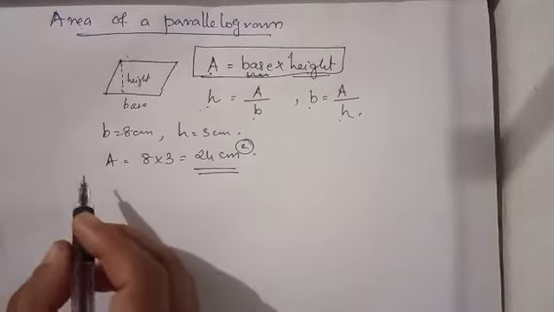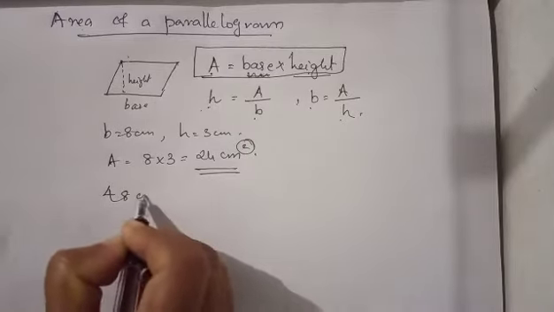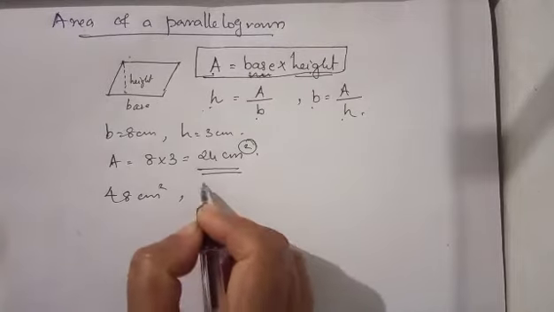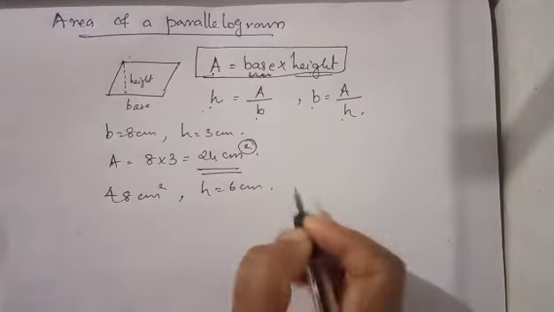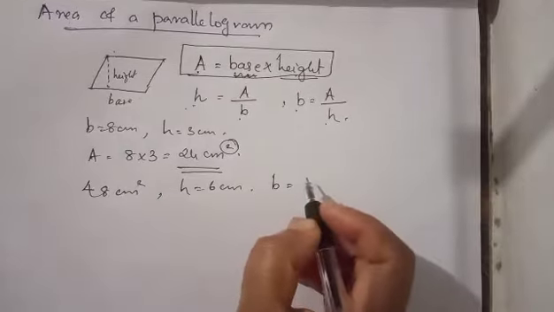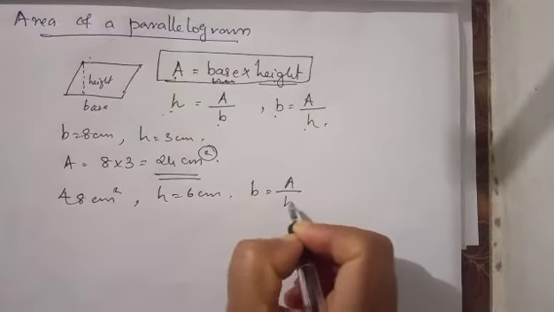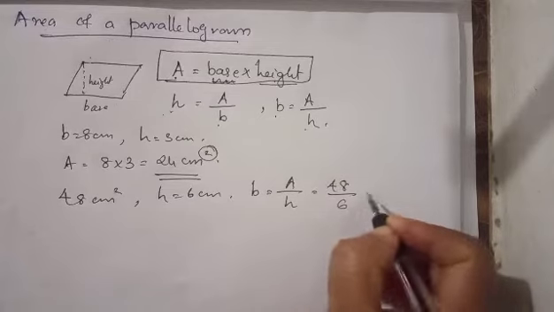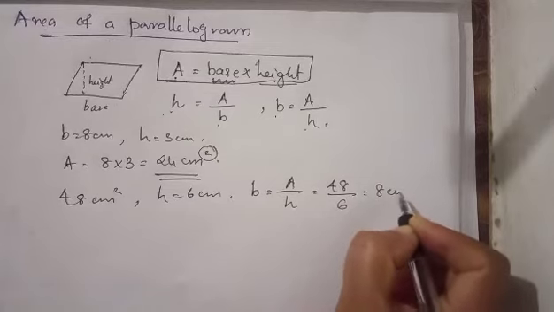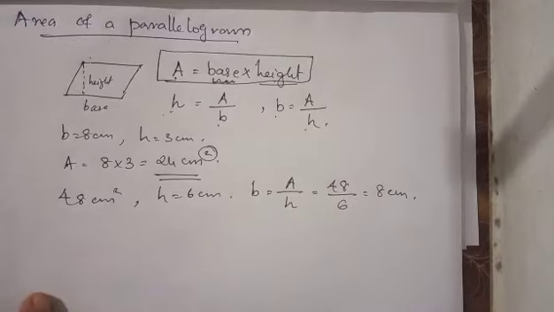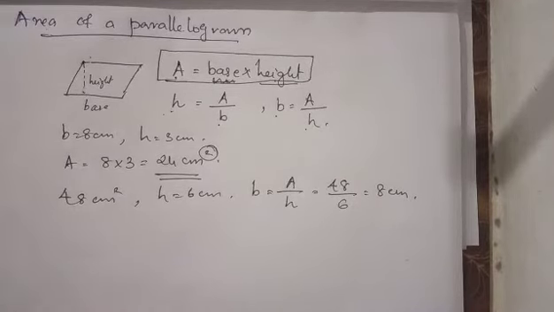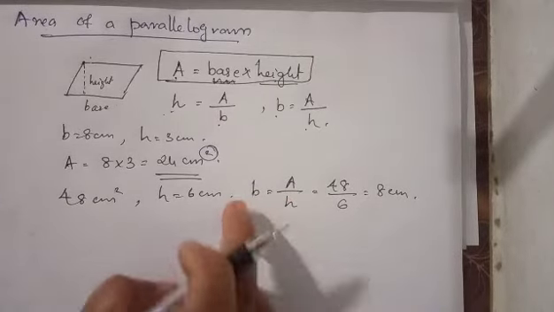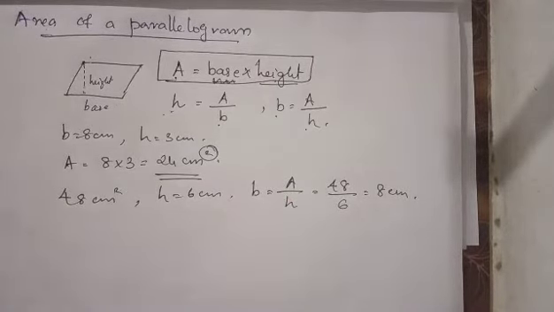Then next, if base and area are given. If area of a parallelogram is 48 centimeter square and perpendicular distance, height is equal to 6 centimeter. How to find the base? Base is equal to area divided by height. That is 48 divided by 6. 8 centimeter. Like this, when base and height are given, you can find the area, and when area and height are given, you can find the base.